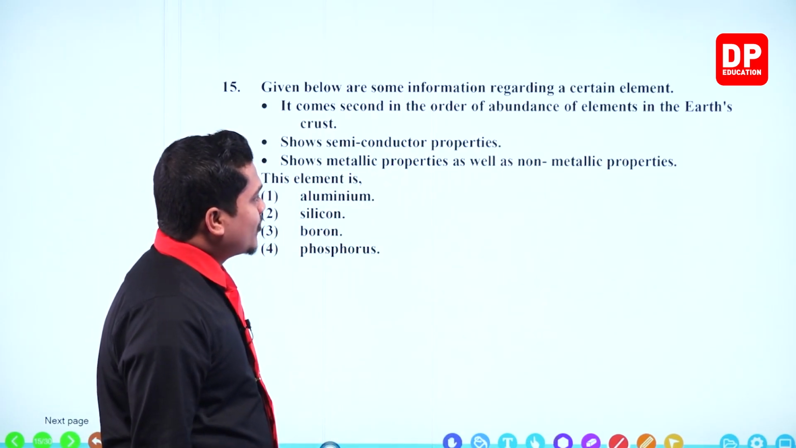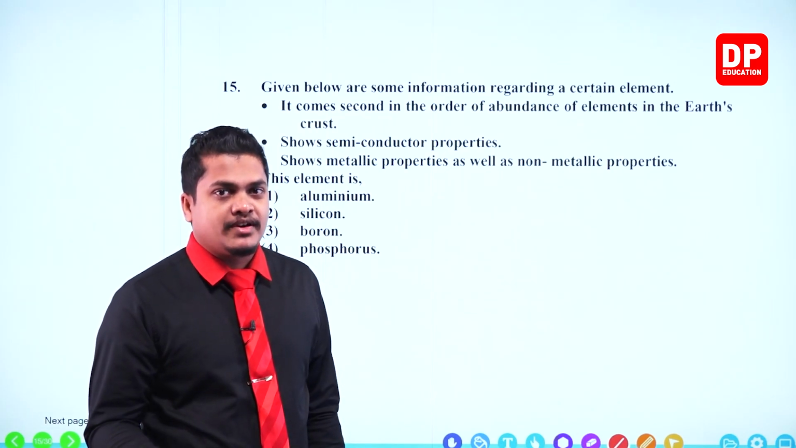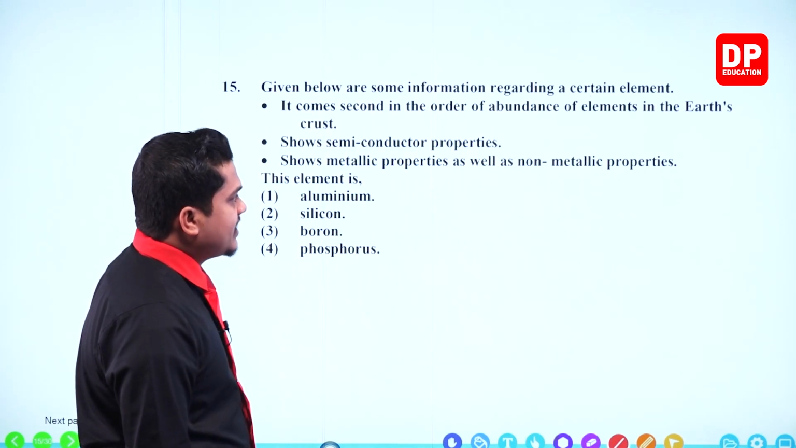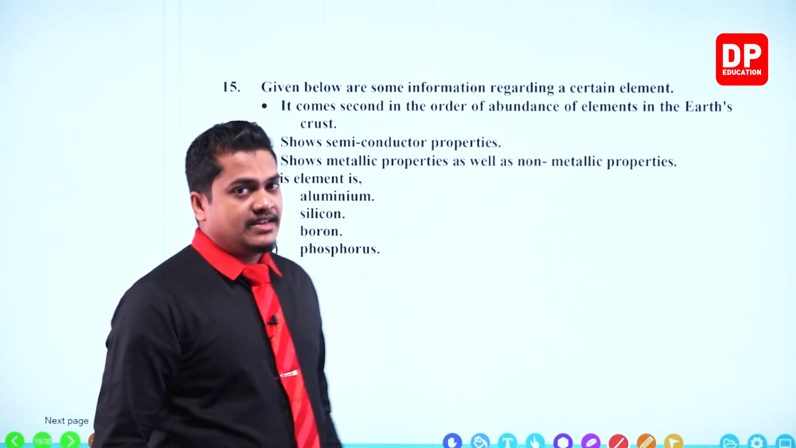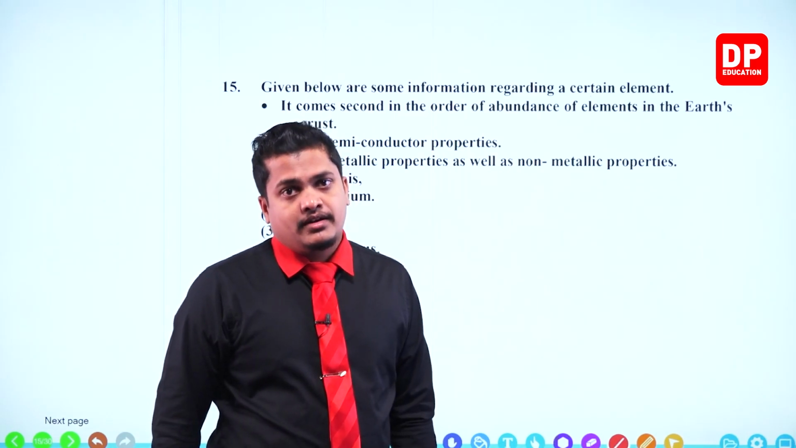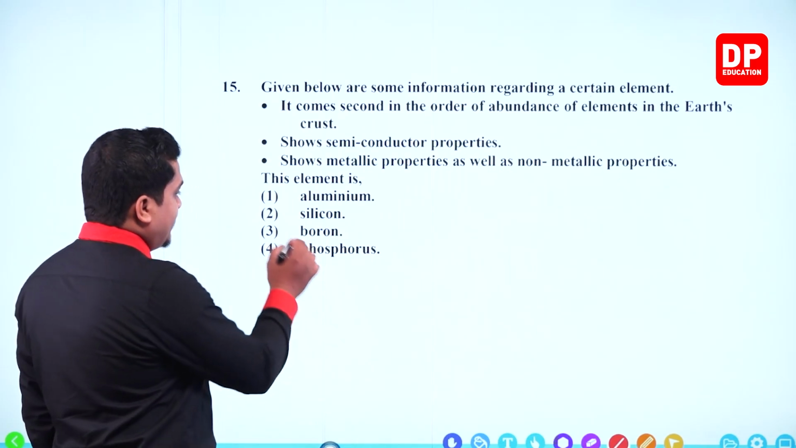Shows semiconductor properties. Like I said, silicon is the one which shows the semiconductor properties, right? Then the next one, shows metallic properties as well as non-metallic properties. You know, silicon is a good metalloid. That is why they are showing metallic and non-metallic properties. Okay. So my dear children, the answer should be silicon.